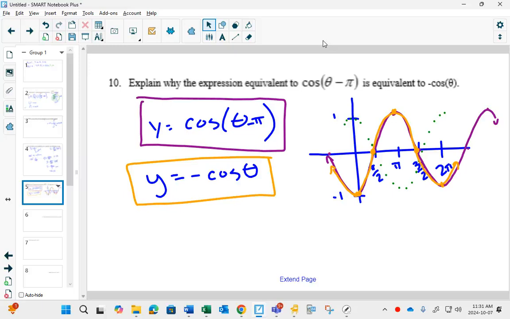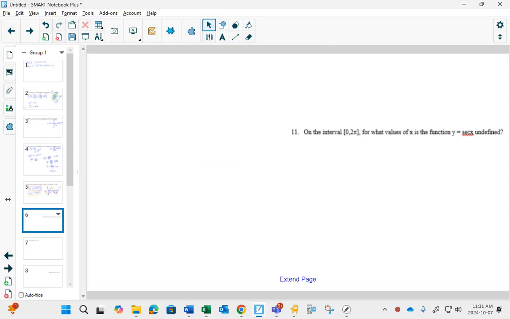Okay. So if you're asked to show that two different expressions with sine or cos are equivalent, one way to do it would be to look at them graphically.